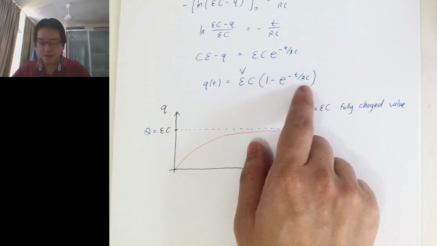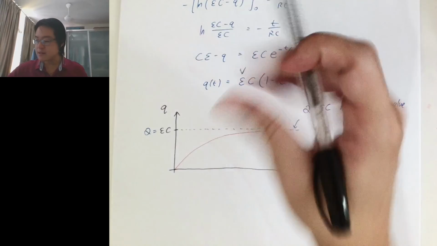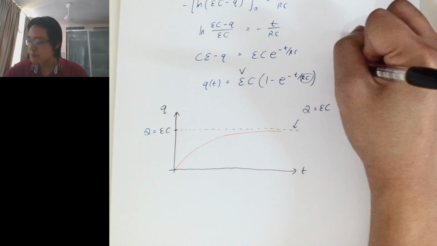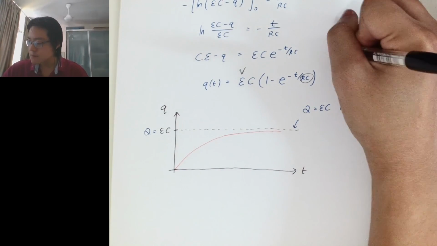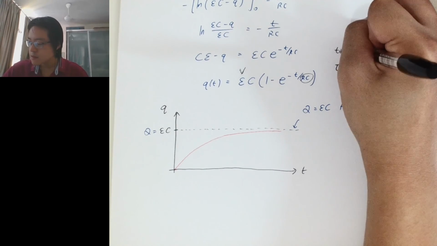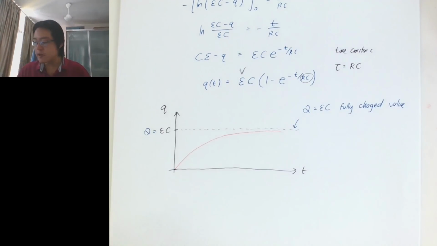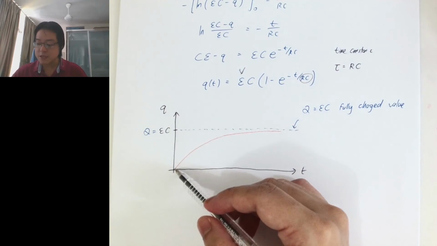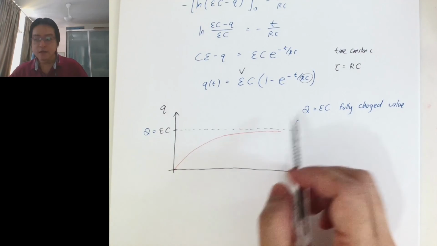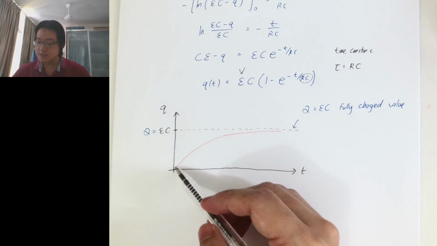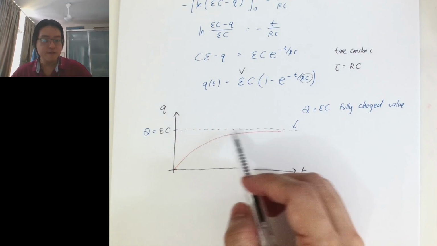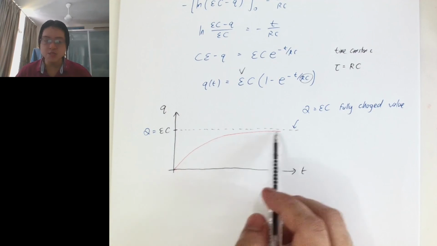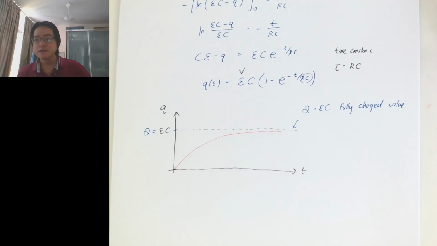So I'm going to talk about T over RC in a minute, but we notice that this RC, we will call this the time constant of the capacitor. So it depends on R times C. If RC is a small number, then the exponential will increase at a faster rate. So if the circuit has a low resistance, it will reach the maximum charge faster. If the circuit has a high resistance, it will become slower. So it depends on the situation.